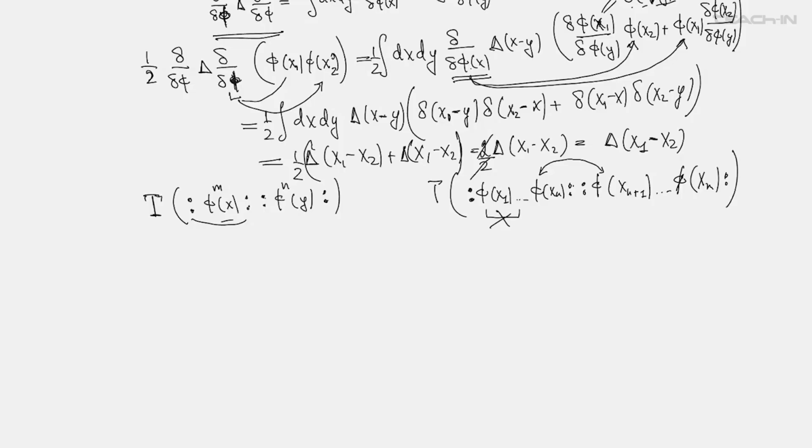And so, for instance, you are asked to evaluate such a T-ordered product of, say, phi to the power m. So the field phi at x is taken at one and the same point x m times, and the field phi at y is taken n times under the sign of normal ordering. So you apply our functional formula.